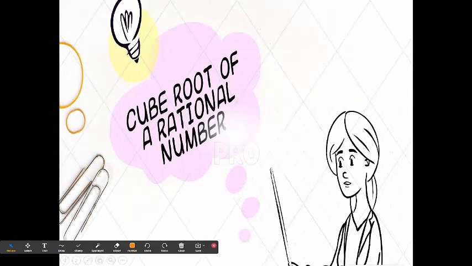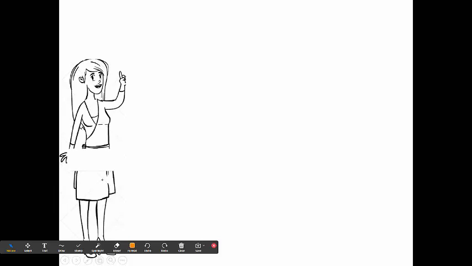Let's understand the cube root of a rational number. In this video, we will understand what the cube root is, what a rational number is, and how we can get the cube root of a rational number without using a calculator. At the beginning, we have to remember what the cube of a number is. It's completely different from the cube root, which is our lesson.